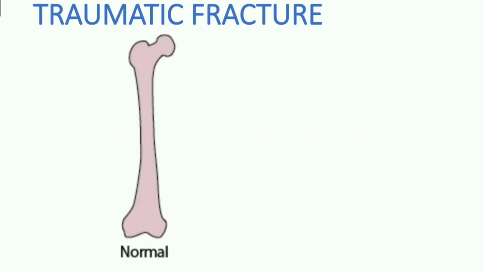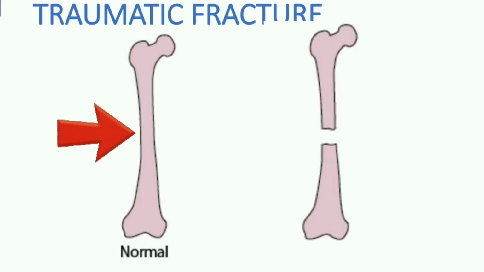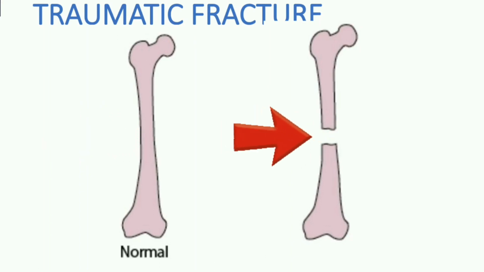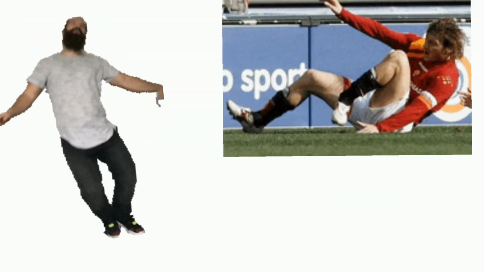Traumatic fractures. Traumatic fracture is a fracture of bone following a direct or indirect violence. A normal healthy bone breaks only when it is subjected to an excessive force. Hence, these fractures are caused by the action of an abnormal excessive force on a normal healthy bone. For example, in road traffic accidents, fracture caused by a fall.